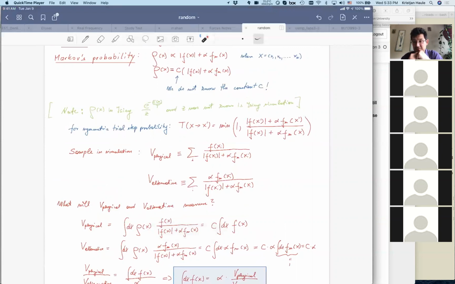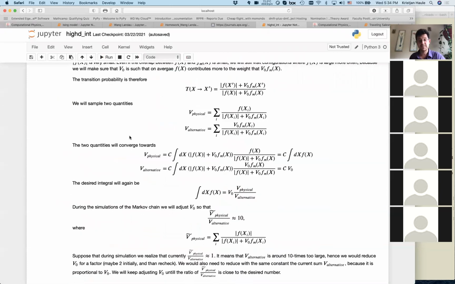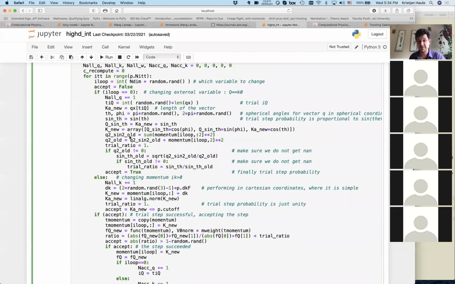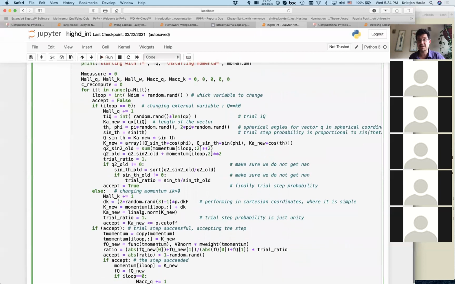I mean, it's not that difficult. If you want to know how difficult it is, I prepared this Python Jupyter notebook, hide_int, where the implementation is done. I'm not going to go through it, but I can show you how it looks. So it's this integrate by Metropolis 2, and this is the 3D integral. I think it's done for n 3D integrals. So therefore, it's a little bit harder than 1D integration. But altogether it's not so hard.